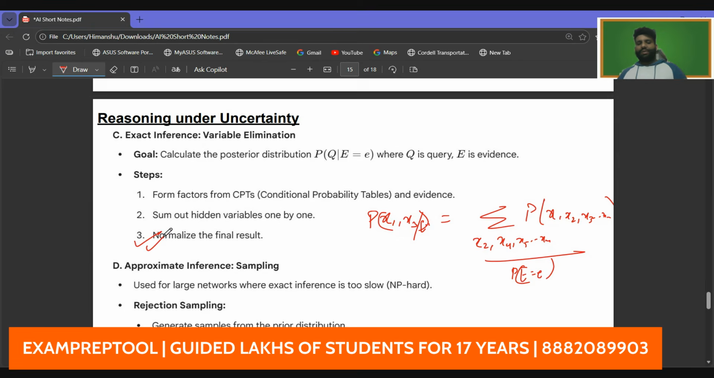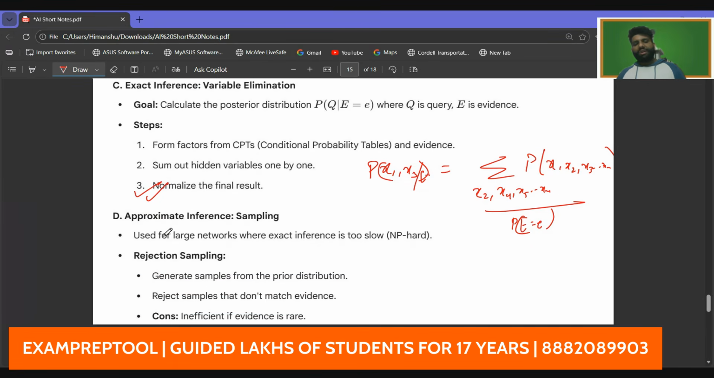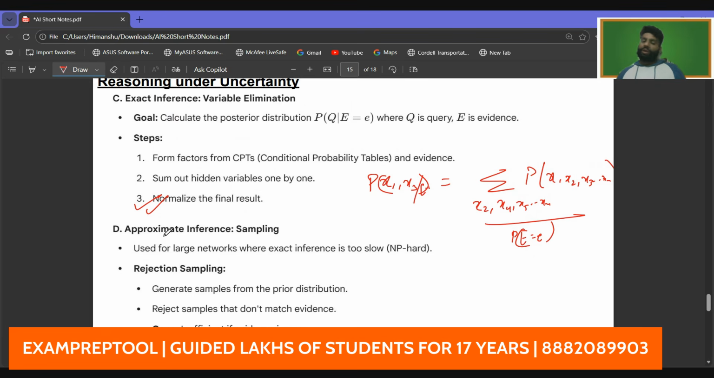Now to go further, we have approximate inference, in which we try to approximate the inference with the help of sampling. So we sample the random variables, and with the help of that, we try to approximate this inference. This is used when we have very large Bayesian networks, where exact inference can be too slow and hard.